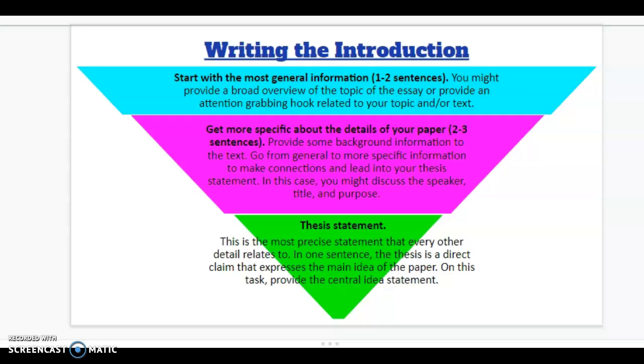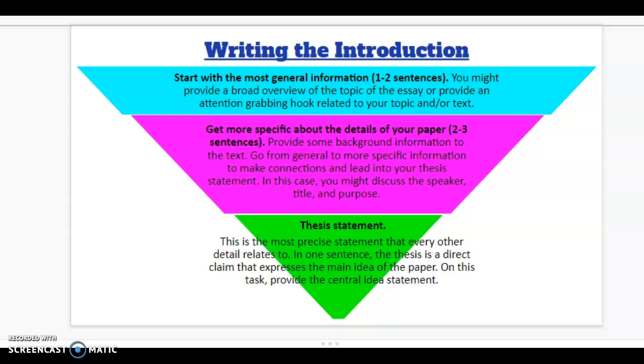For me, I always like to start with a more general, interesting idea. So it doesn't have to be something that's like, did you know that 99 out of 100 people do blah, blah, blah. It can just be something that's a general overview of your topic that is interesting for some reason or that gets your audience engaged. And then in that second section, that's that pink-purple color, you'll start to get more specific about the details of your paper.